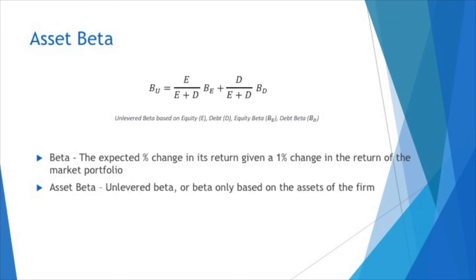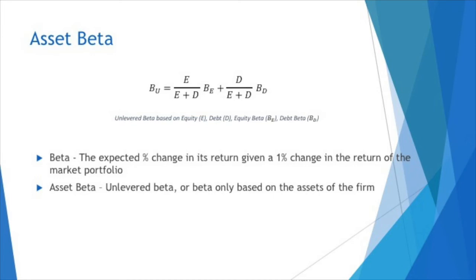Asset beta is something we touched on briefly earlier in the presentation. The beta of a security is the expected percent change in its return given a 1% change in the return of the market portfolio. In short, the beta of an asset is useful to determine the amount its value will fluctuate with a change in the market. The asset or unlevered beta is the risk of a company without considering debt and only taking into account its assets.